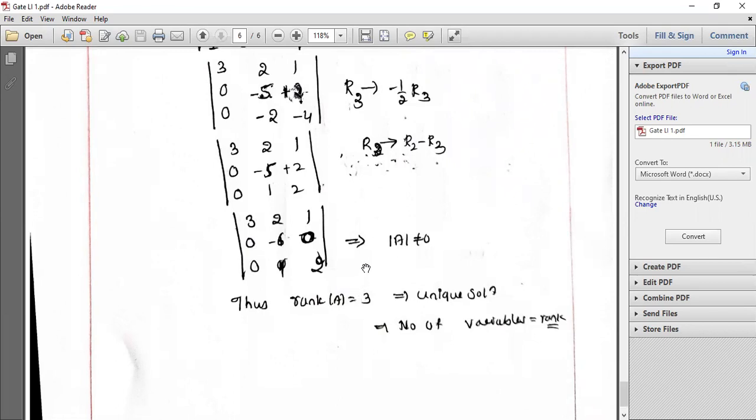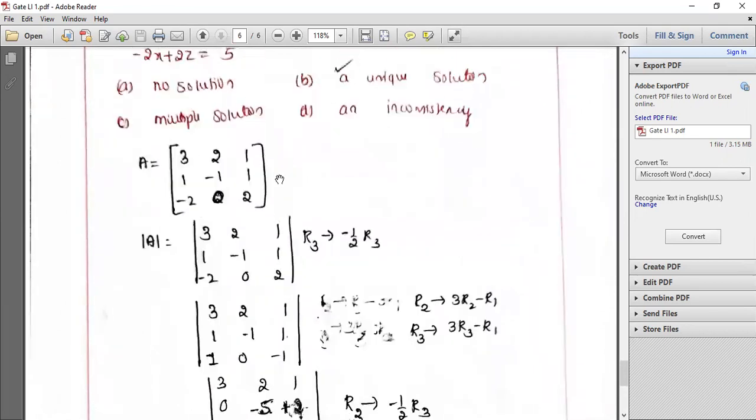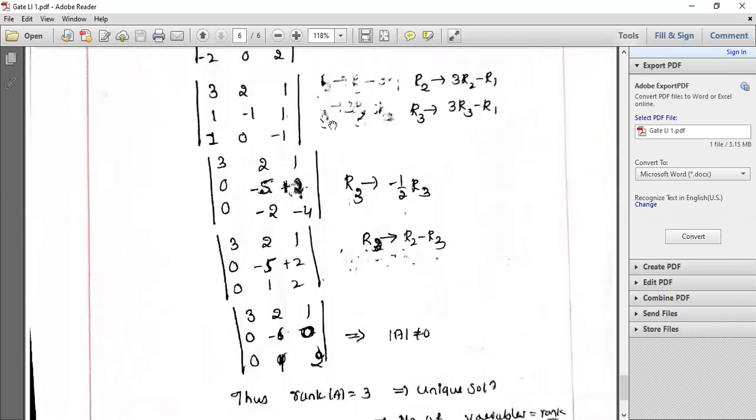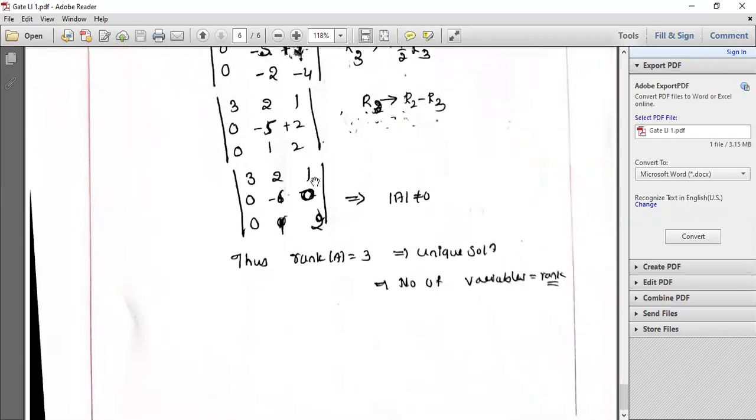So if the rank of the matrix is equal to 3 and the variables are also 3, how many variables? There are 3 variables and the rank of the A matrix is equal to 3, which is equal to the rank of the augmented matrix. So thus what we say? We say that the given system has a unique solution. So in general, the number of variables is 3, the rank is also equal to 3, and which is equal to the rank of the matrix B. Hence, it has the unique solution.